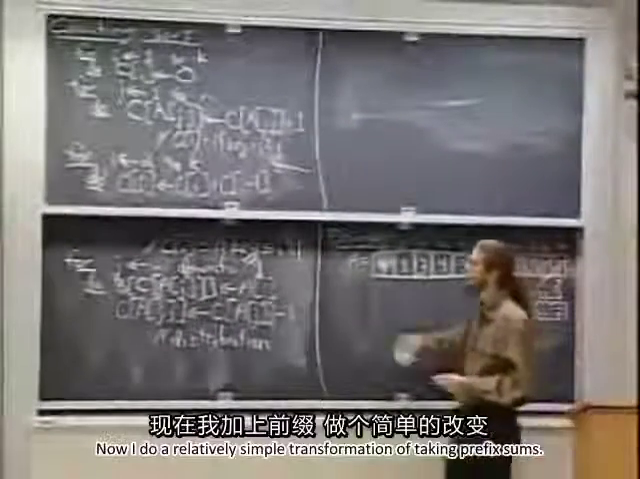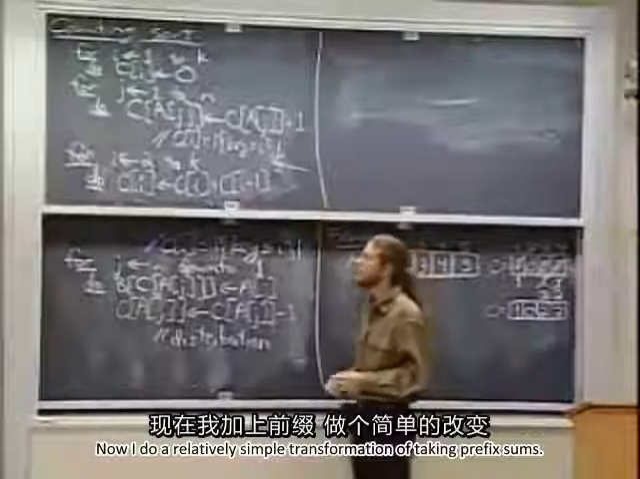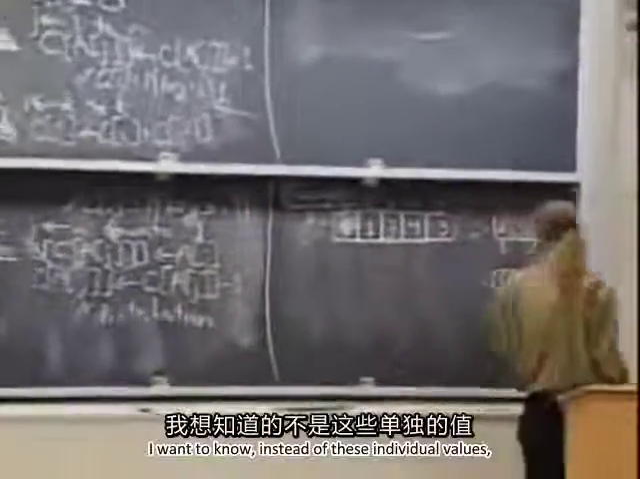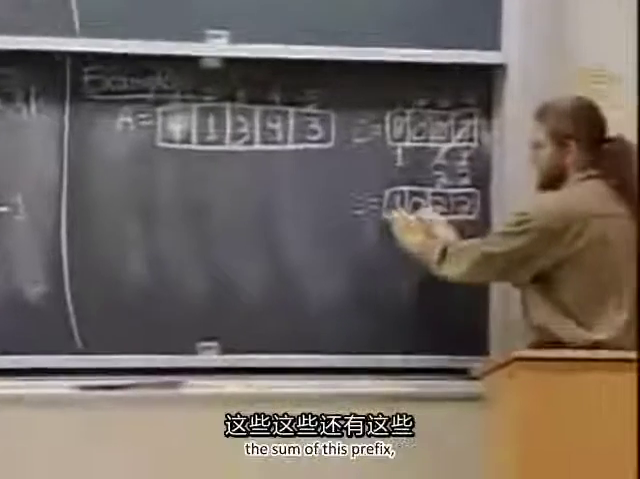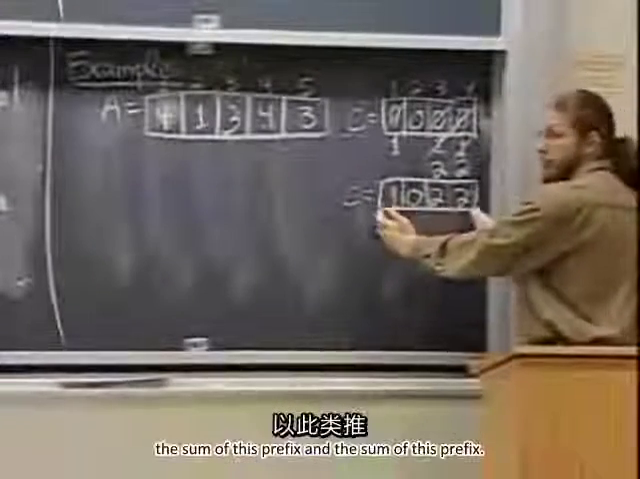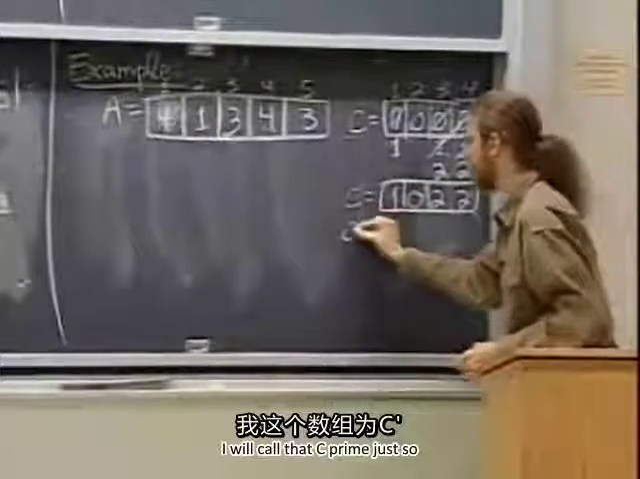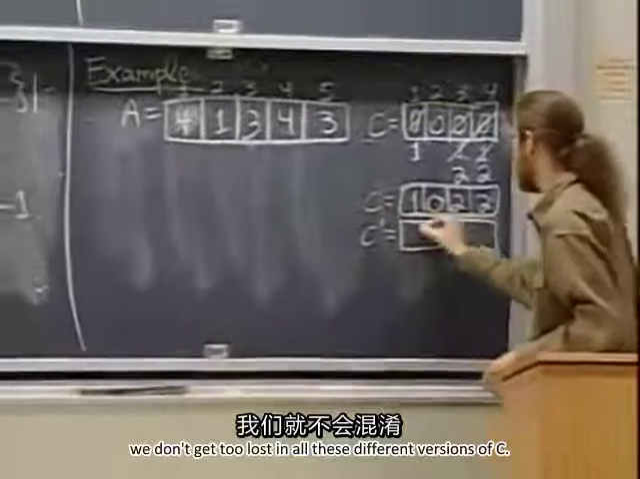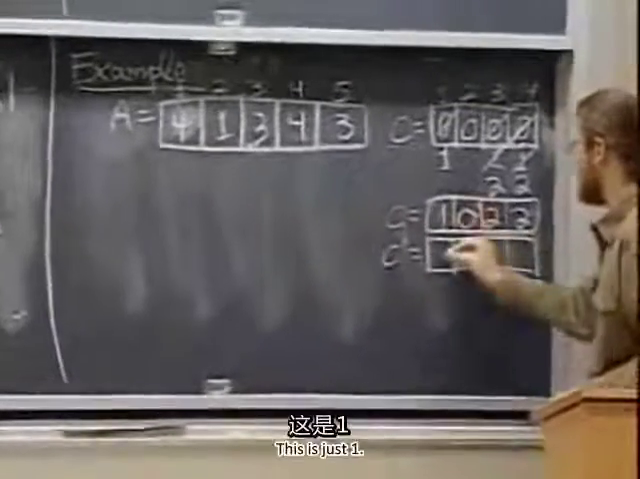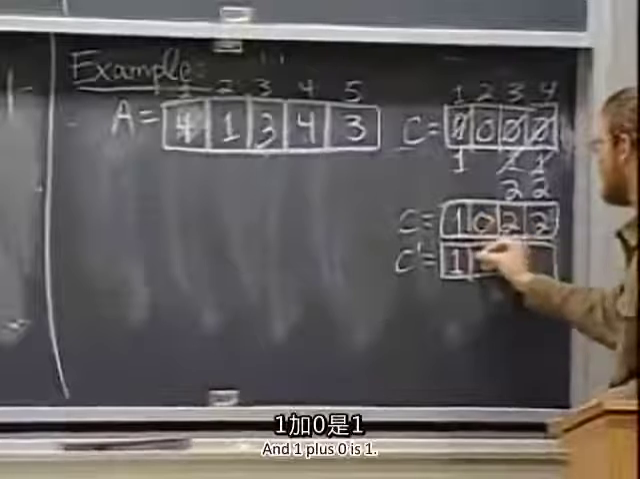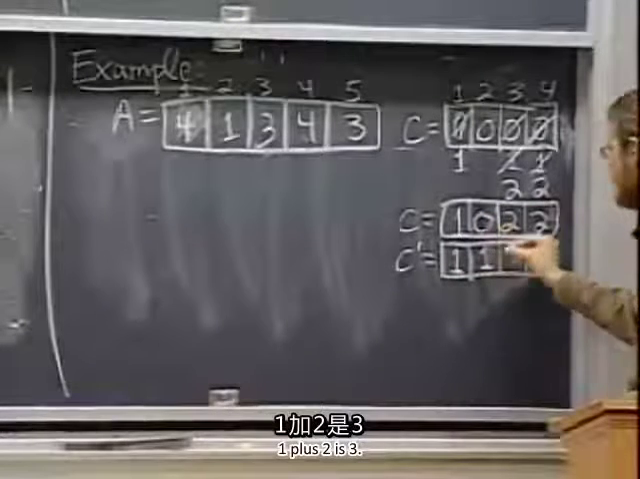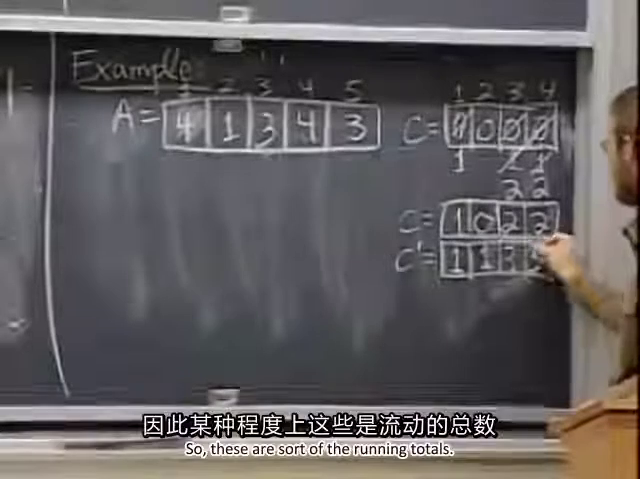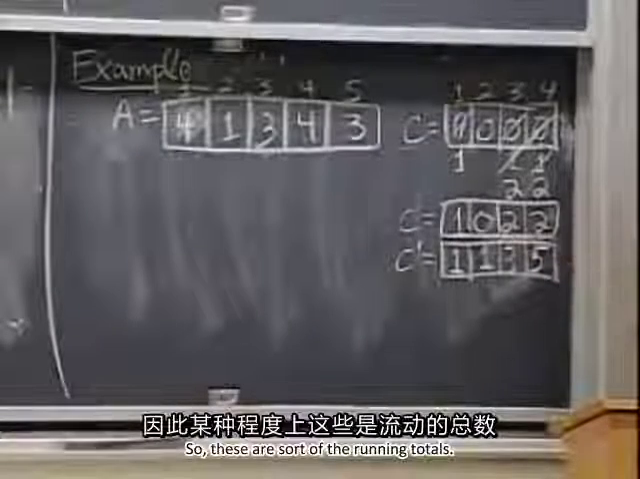Okay, now I do a relatively simple transformation of taking prefix sums. So I want to know, instead of these individual values, the sum of this prefix, sum of this prefix, sum of this prefix, and sum of this prefix. I'll call that C prime, just so we don't get too lost in all these different versions of C. So this is just 1. 1 plus 0 is 1. 1 plus 2 is 3. 3 plus 2 is 5. Okay, so these are sort of the running totals.